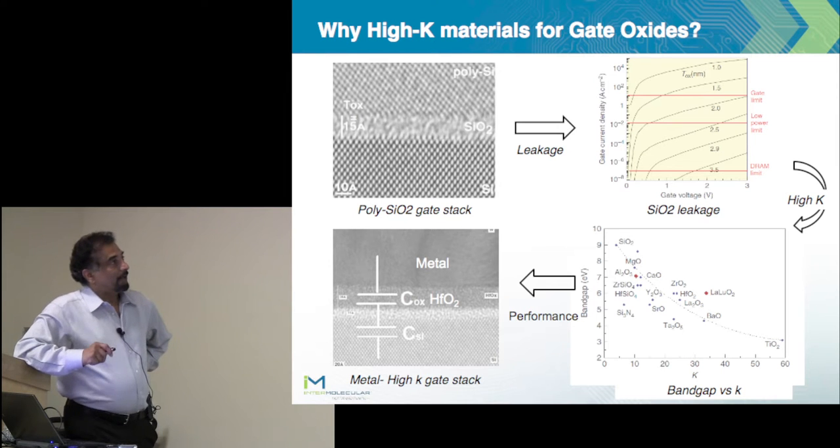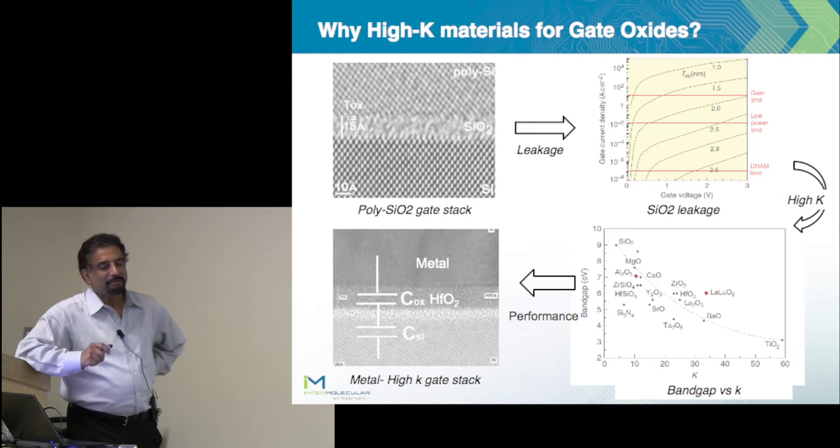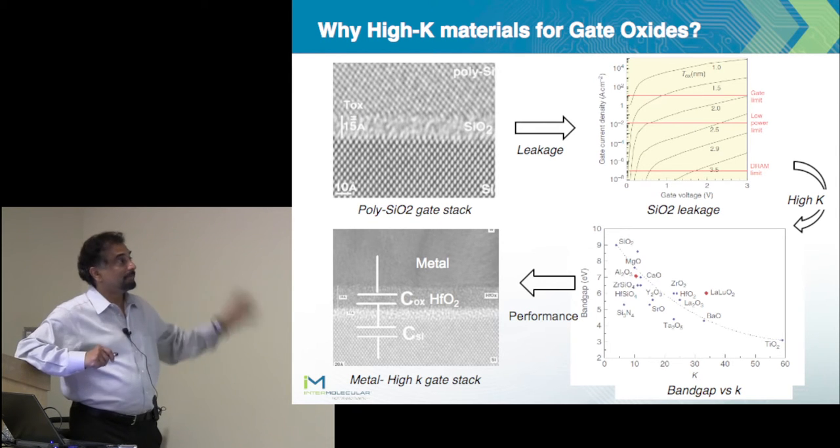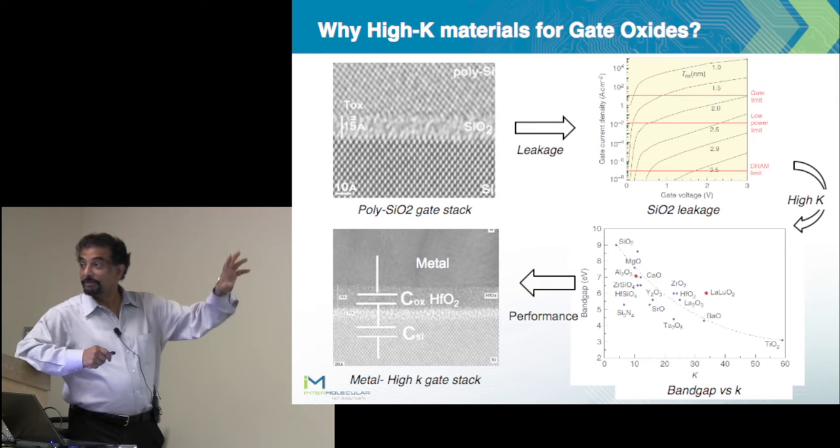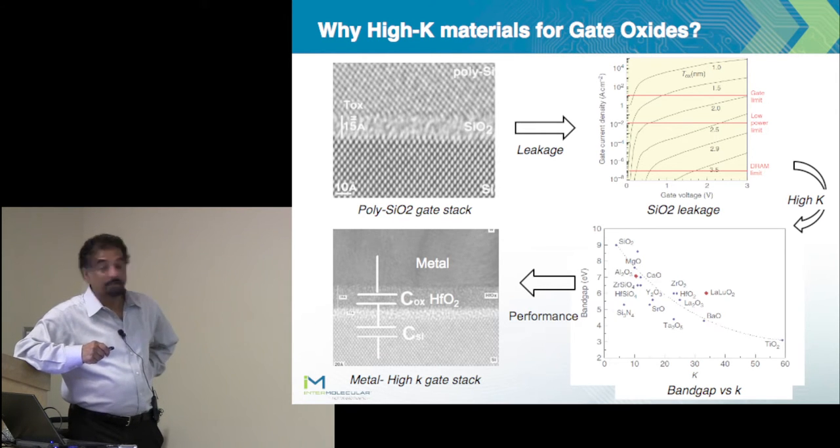So first and foremost, why did we need high K materials? As we talked about, for the longest time it was silicon and silicon dioxide. So we had the polysilicon and silicon dioxide gate stack. Here we can see a high resolution TEM showing the crystal lattice of the silicon. This is the crystal lattice of one of the grains of the polysilicon. The SiO2 is amorphous, and it's 15 angstroms. And for many generations of technology, all we did was scale down this SiO2.